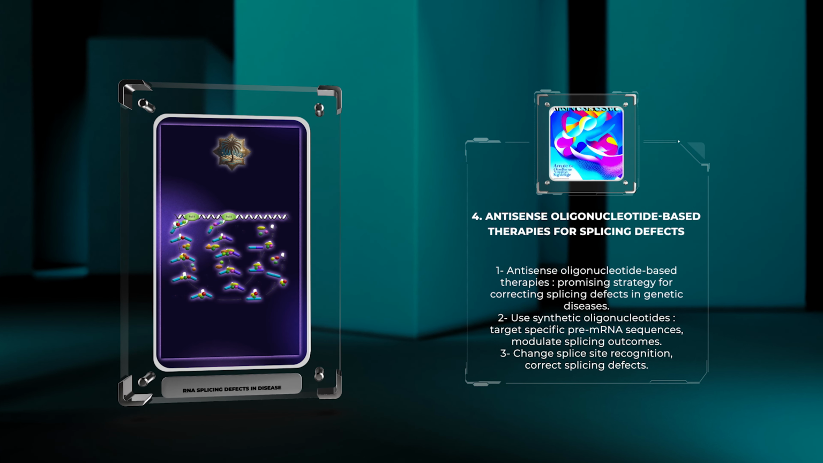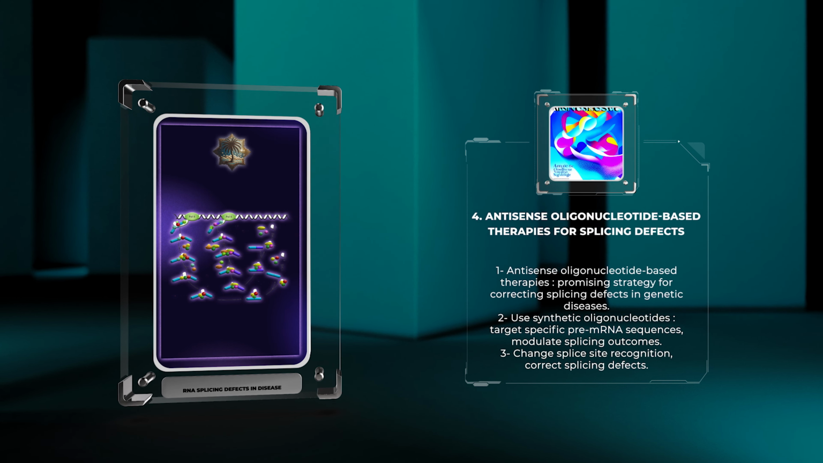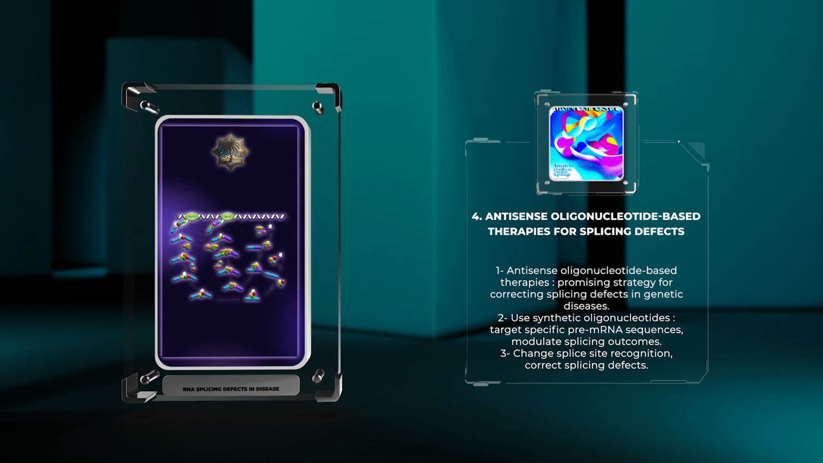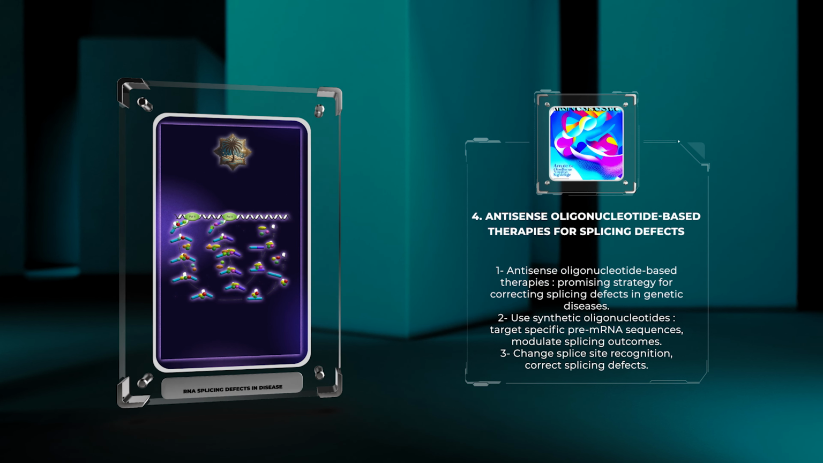Successful applications have been demonstrated in diseases like Duchenne muscular dystrophy and spinal muscular atrophy. Challenges such as delivery to target tissues and off-target effects remain, but ongoing research is advancing the development of more effective oligonucleotide-based therapies.